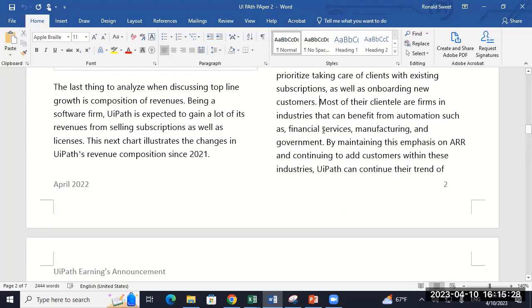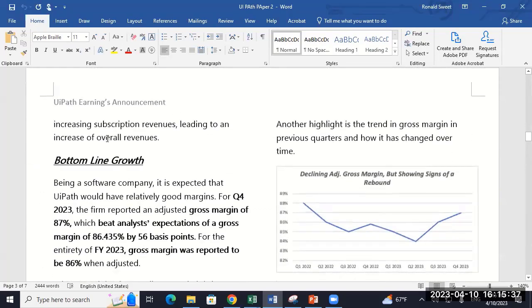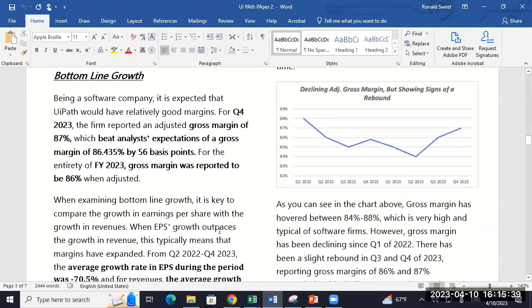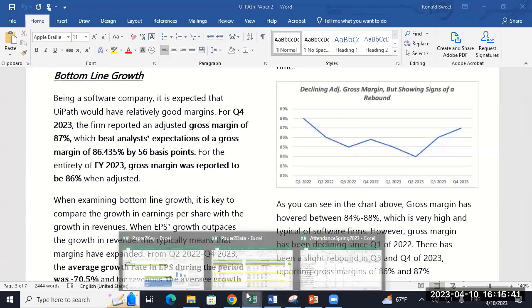Most of the clientele are firms. Okay, by maintaining this emphasis on this recurring revenue and continuing to add customers within these industries, Path can continue their trend of increasing subscription revenue. All right, then to get down to bottom line growth.